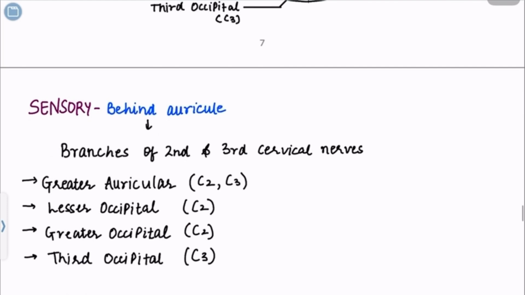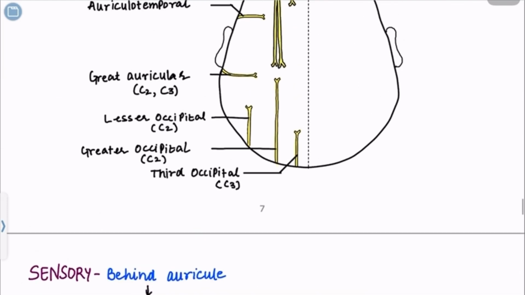Then the sensory nerves behind the auricle. Those were in front of auricle, now behind the auricle. These are the branches of the second and third cervical nerves. So the nerves are greater auricular, lesser occipital, third is the greater occipital, and fourth is the third occipital.